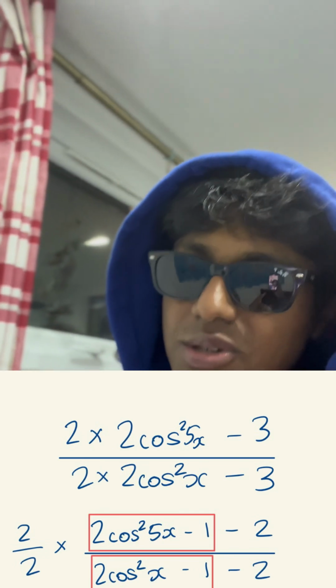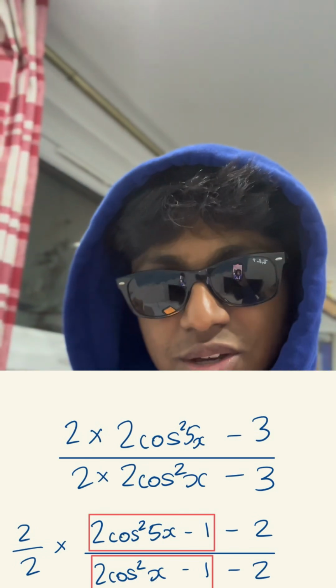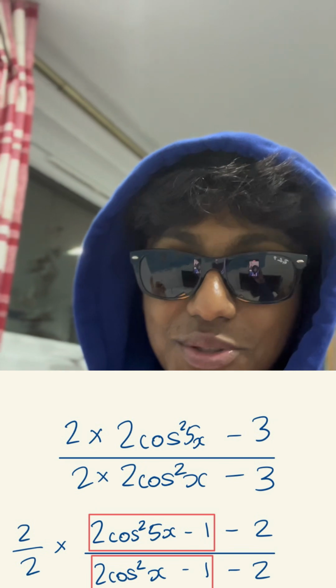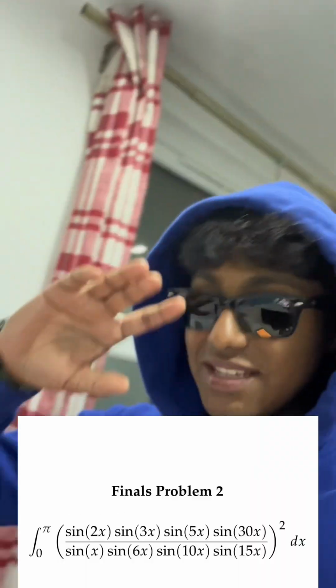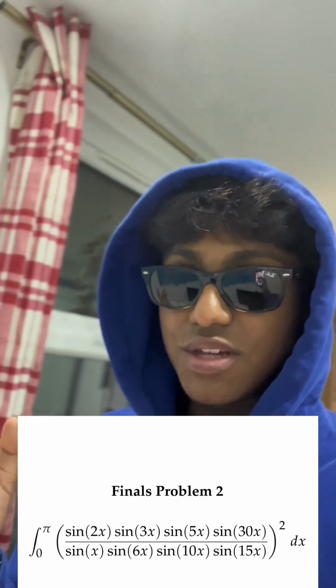We can write that minus 3 as minus 1 minus 2. Now, do you notice something interesting about the circled term? Of course you do. It's just one of the 3 iterations for the cosine double angle formula. It means this entire beast of an expression can just be written as this.